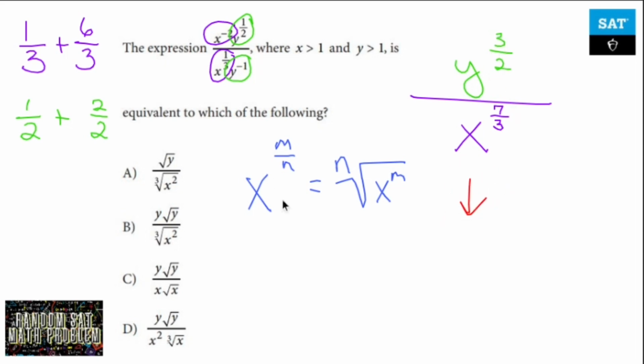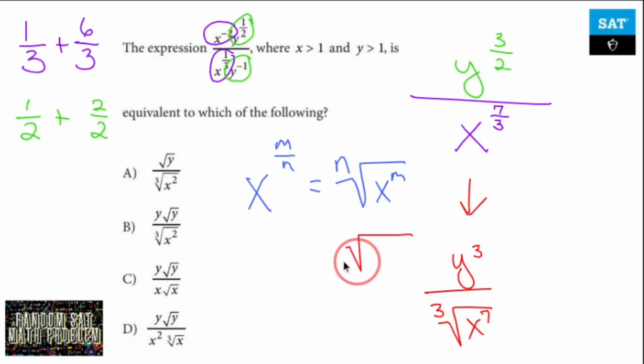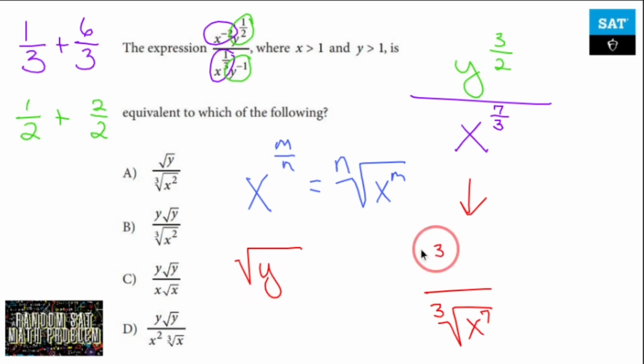Y to the 3/2 is the same as the square root of y to the 3rd over x to the 7/3 is the same as the cubed root of x to the 7th. Now, in normal circumstances, you would look at a problem like this and be like, that's great. I think I'm done now. Oh, but we're not. They want us to simplify the roots.